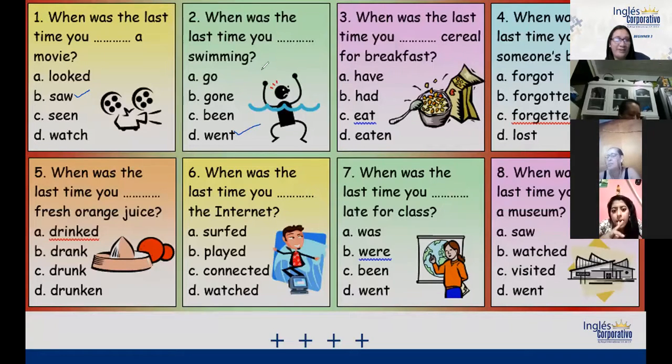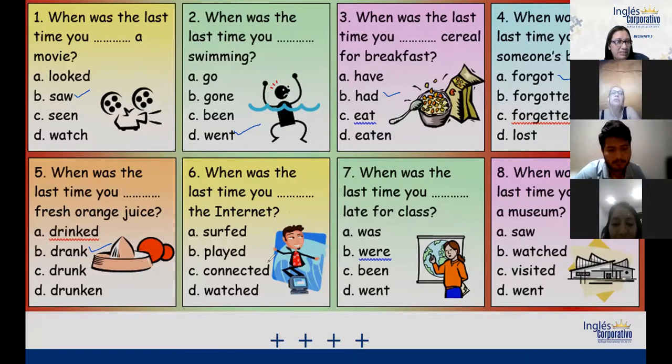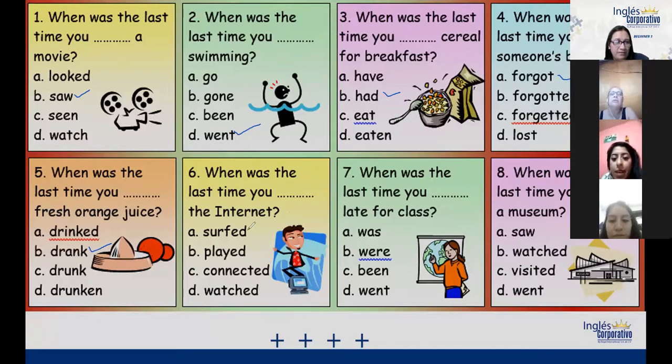When was the last time you went swimming? When was the last time you had cereal for breakfast? Okay. When was the last time you forgot someone's birthday? When was the last time you drank fresh orange juice? When was the last time you connected the internet? Or surfed. I think actually surf the internet. Okay. You can say surf the internet. Connected sounds fine too. Okay. When was the last time you did, teacher? When was the last time you?